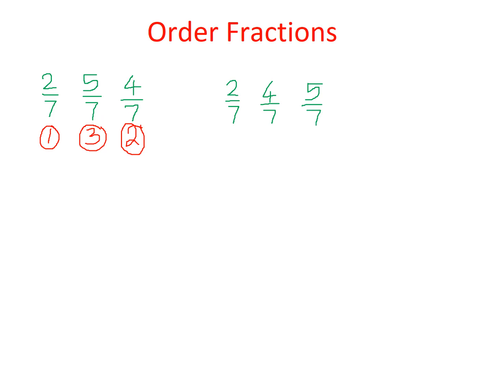So if they are the same denominator, beautiful, it's easy for you to order. That means you have to use this. Okay, so we have 2 smaller than 4, smaller than 5. If they are the same denominator, this is the way to go. Okay, good. So same denominator fractions, we've ordered them.